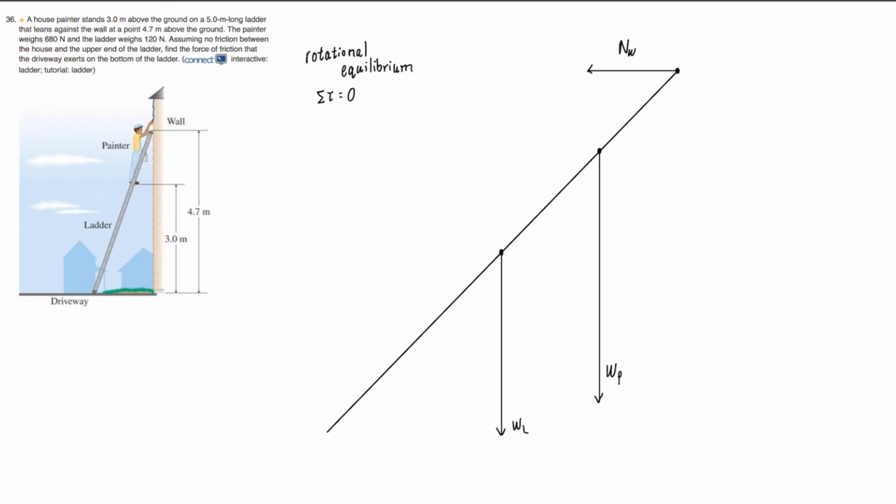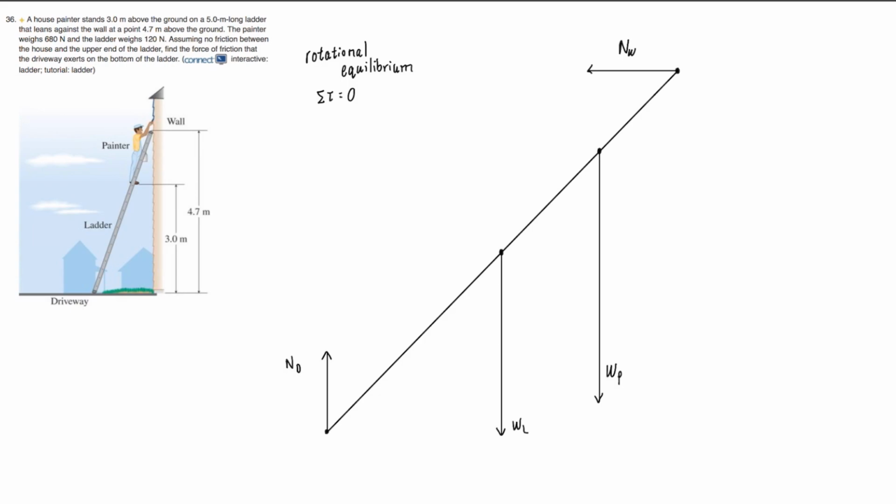Now we're going to move all the way down to the bottom of the ladder. So if you look at the driveway, you'll notice that the driveway is also exerting a normal force on the ladder, except that this time the normal force is pointed upwards. So the driveway is essentially pushing up on the bottom of the ladder. So that's another normal force that we're going to have to take into account. So that's the normal force of the driveway.